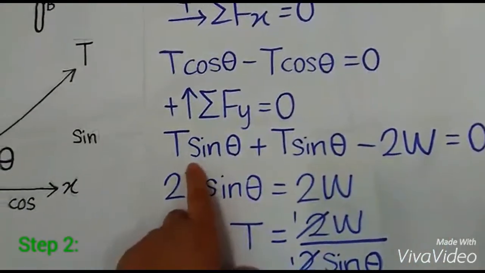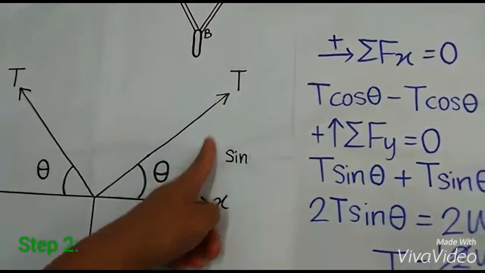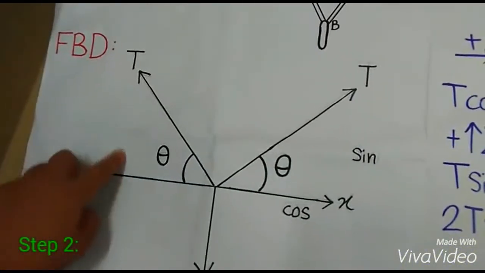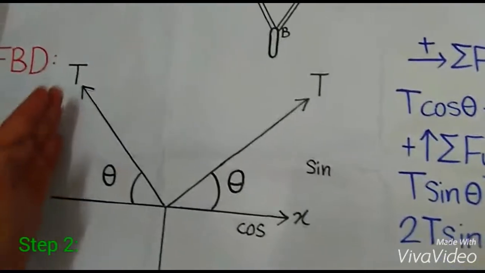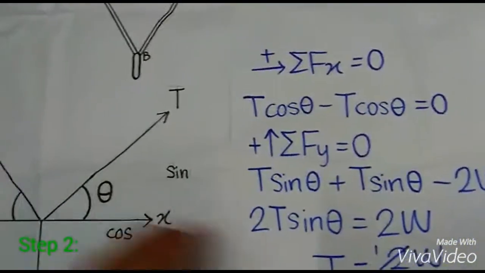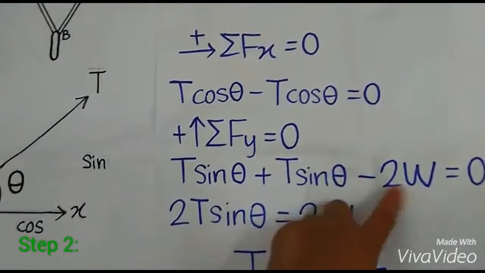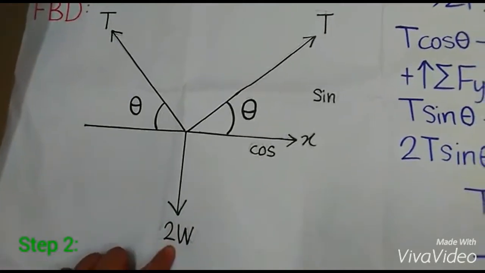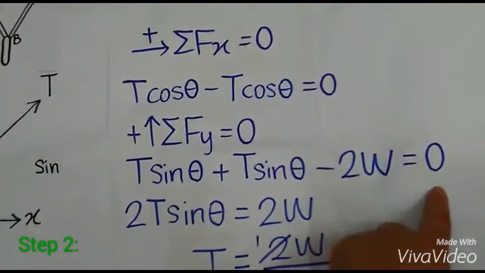Why do I write T sine theta? This is because it is in the y direction, so it is sine. And it is positive because it's pointing upward. Okay, so plus. Why do I write minus 2W? Because the 2W in the free body diagram is pointing downward. So it is minus 2W equal to 0.